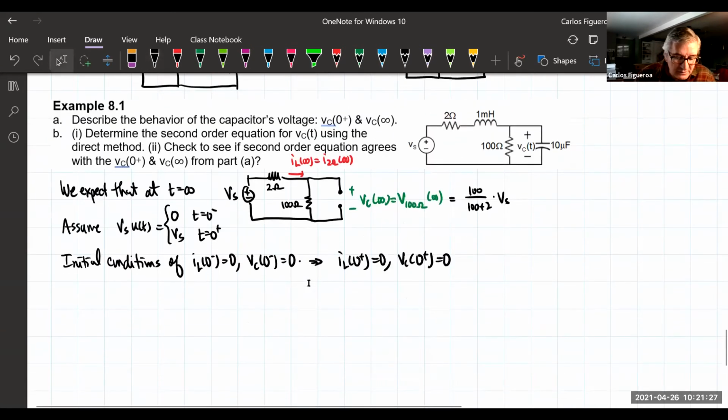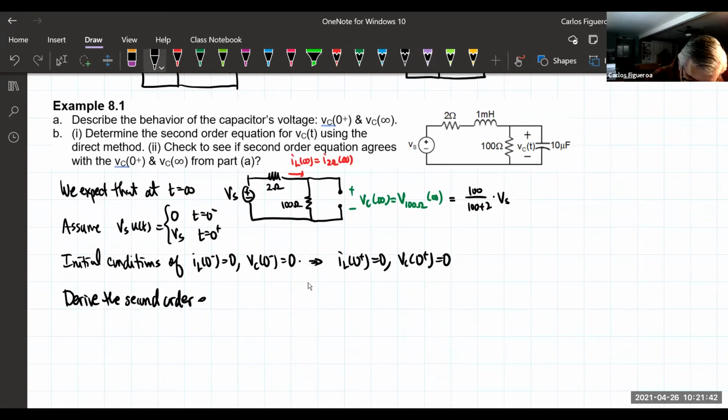So let's go look at the process now. What we want to do here is derive the second order equation for VC of t. Let's go do that. We'll try to move a little bit faster here since we've gone through the process already. And so that's what I want to do here.